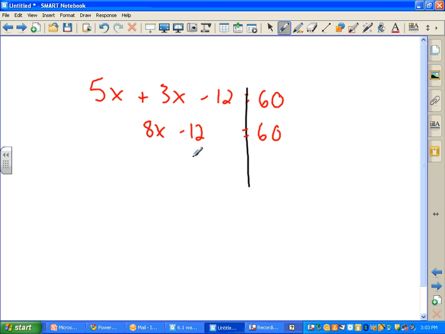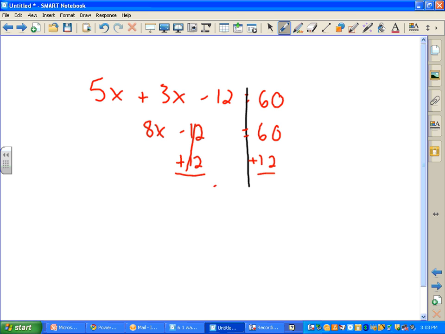Once I've done that, now I just have a two-step equation to solve, which we've solved a bunch of this year. Remember that I always do the opposite operation on both sides. And remember that when we have a two-step, we're going to follow the order of operations backwards. So I'm going to get rid of adding and subtracting first. So I'm going to add 12, doing the opposite to both sides. That gets rid of the 12s over here. They're 0, negative 12 plus 12.